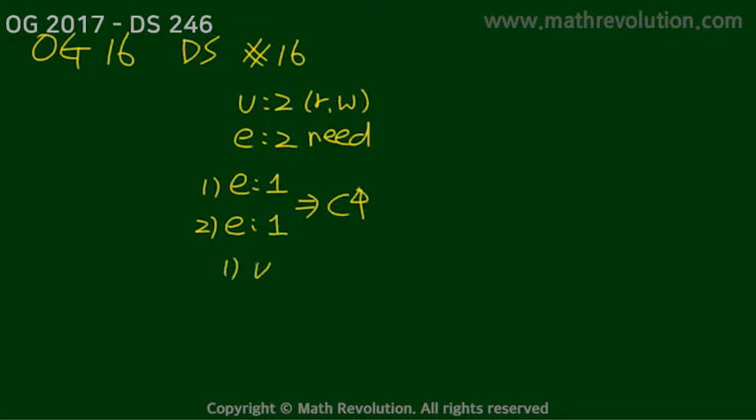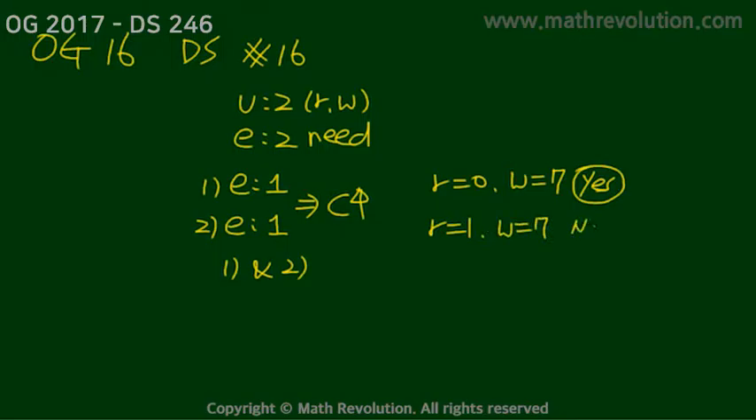So I'm going to use both the condition 1 and 2. And using both conditions, we have R equals 0 and W equals 7. And the answer becomes yes. However, when R is 1 and W is 7, the answer becomes no. So the conditions become not sufficient and the correct answer choice becomes E.